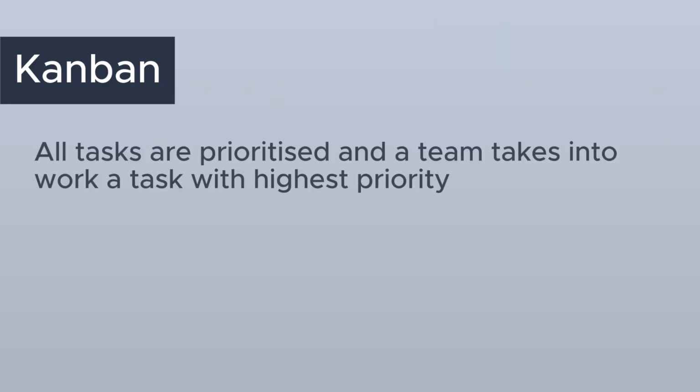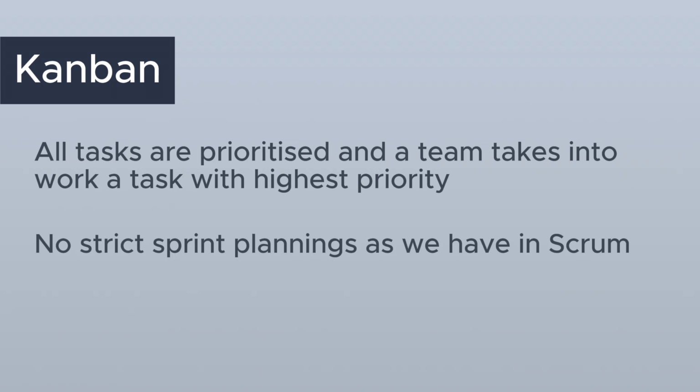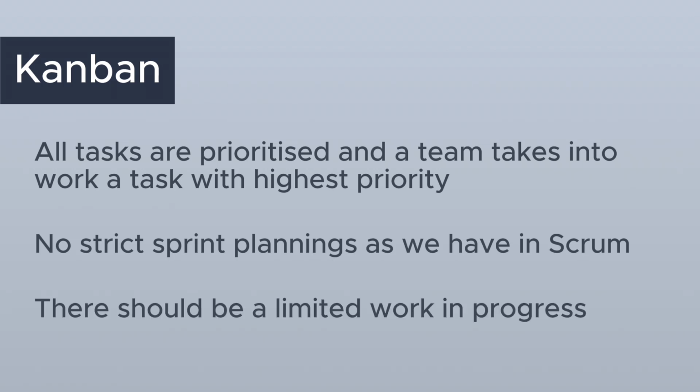And right now, let's talk about key points for Kanban. All tasks are prioritized and a team takes into work tasks with highest priority only. No strict sprint plannings as we have in Scrum. There should be a limited work in progress. It's a bad practice to take simultaneously 10 tickets into work. It's better to complete one and then move to another one.